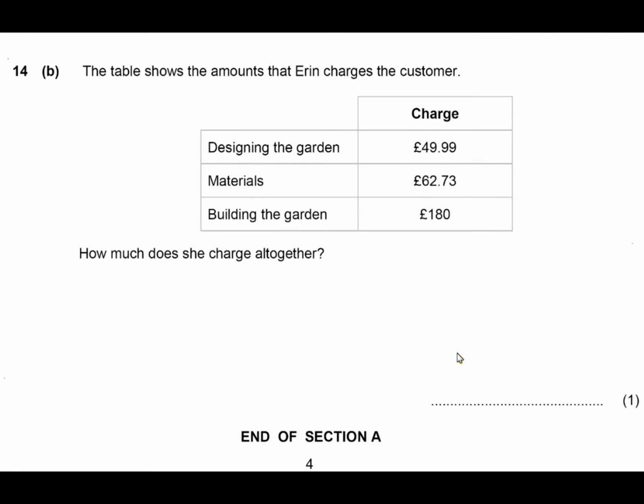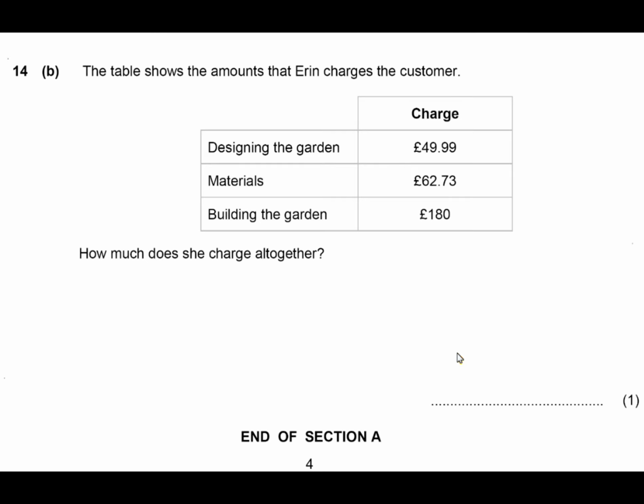Finally, question 14b, the table shows the amounts that Erin charges her customers. So designing the garden is £49.99. The materials are £62.73, and building the garden is £180. How much does she charge altogether?